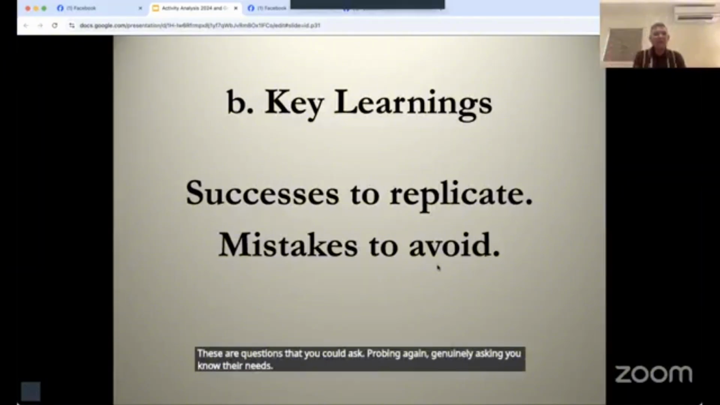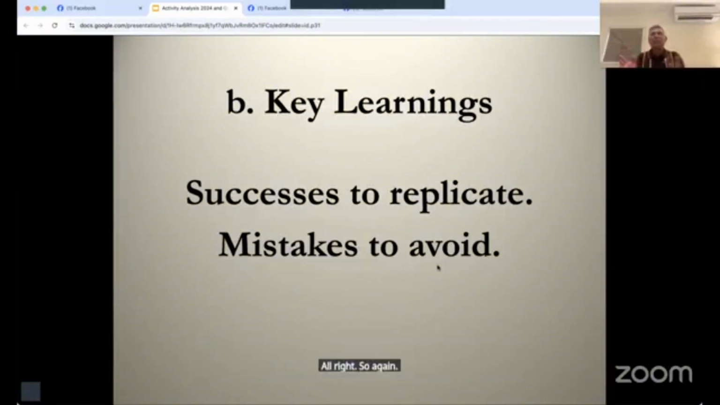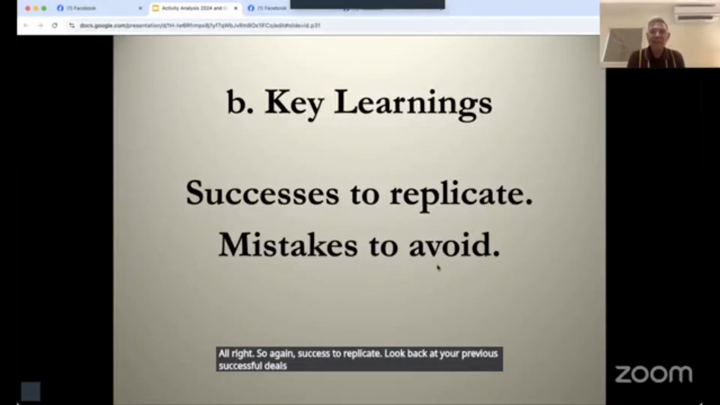All right. So again, success to replicate: look back at your previous successful deals, and that will just give you a positive thing.